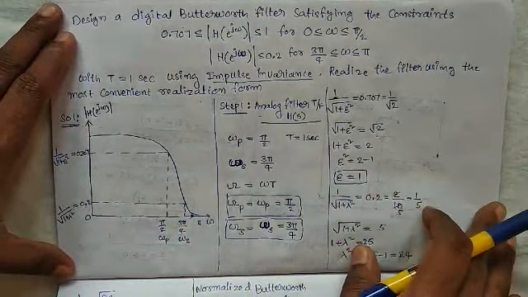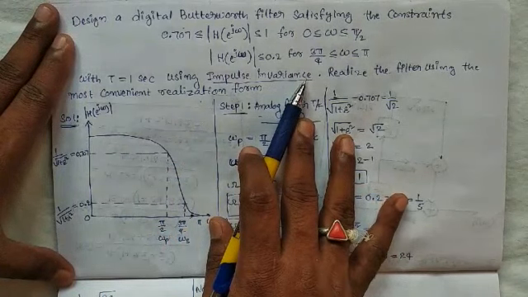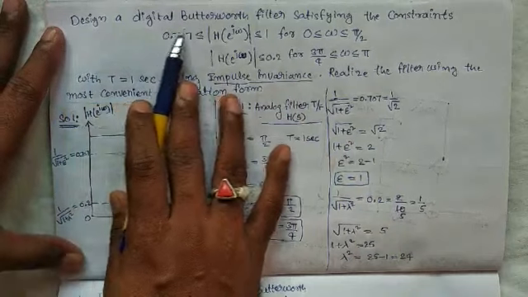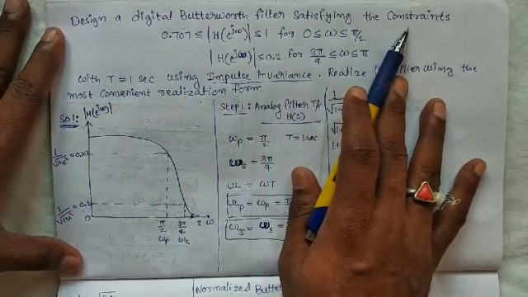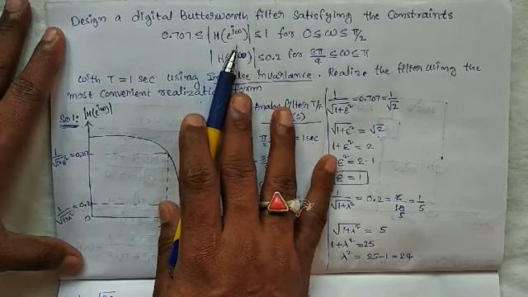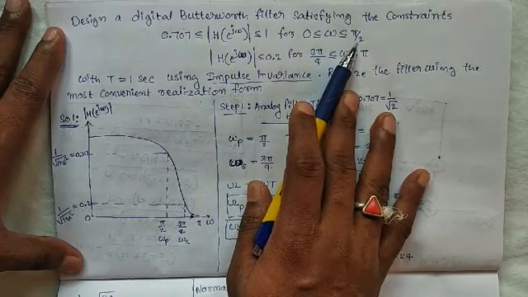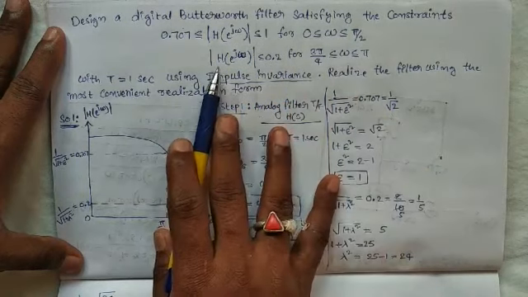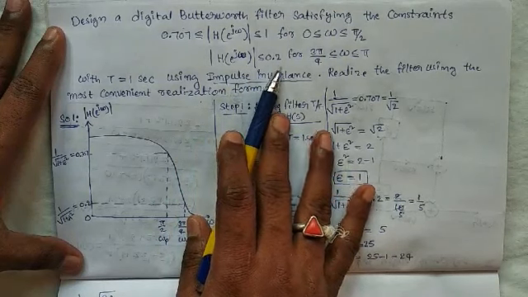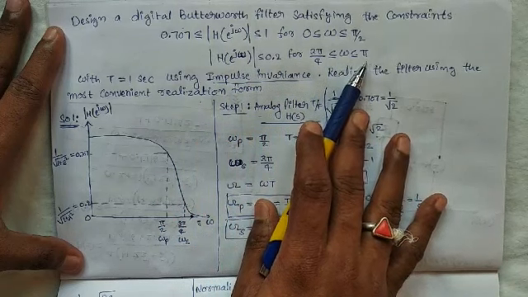Here in this lecture we are going to discuss a problem on the impulse invariance method. Design a digital Butterworth filter satisfying the constraints 0.707 ≤ |H(e^jω)| ≤ 1 for 0 ≤ ω ≤ π/2, and |H(e^jω)| ≤ 0.2 for 3π/4 ≤ ω ≤ π.